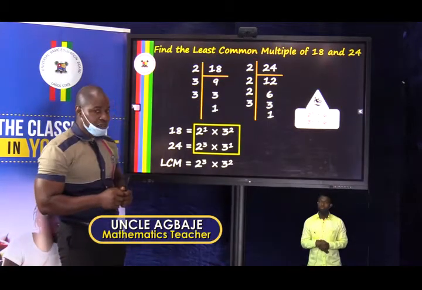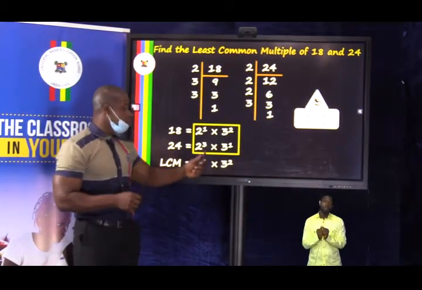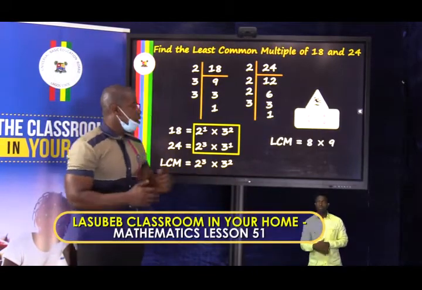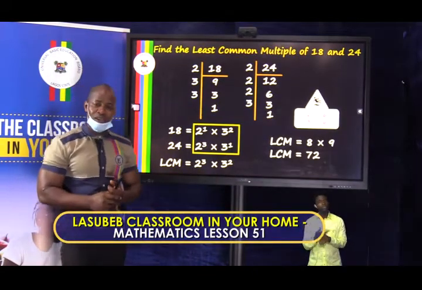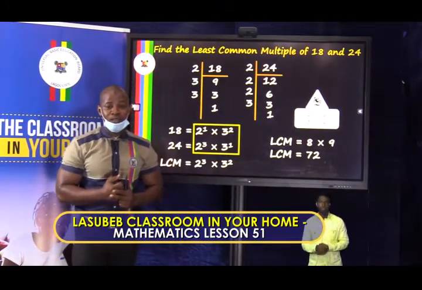That is not 6. 2 with the power of 3 is 8. And 3 with the power of 2 is 3 times 3, and that is 9. So 8 times 9, yippee! Somebody said, I got it. Of course you got it right, because you are a smart kid.